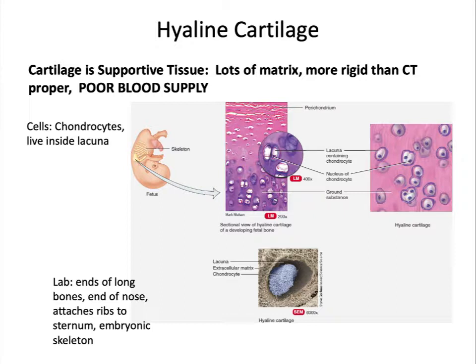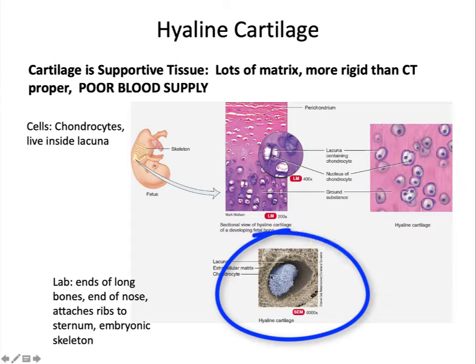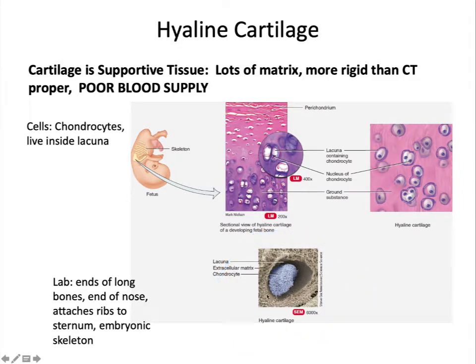The chondrocytes create the matrix, and they sort of wall themselves into little caves within the matrix. Those little caves are called lacuna. You can see here a chondrocyte which has matured and lives within a little cave called a lacuna in the matrix. Hyaline cartilage is very smooth and has a glassy appearance. You would find hyaline cartilage on the ends of the long bones. The embryonic skeleton is also created of hyaline cartilage.